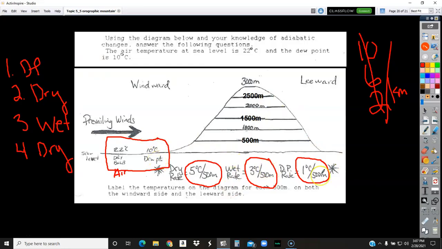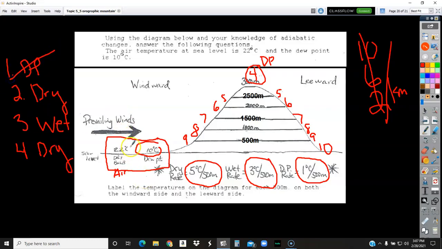Now remember, we're using 1 instead of 2 because it's half a kilometer. So if the dew point is 10, as I go up each level here, I'm just going to take 1 away. So 10 minus 1 is 9. This will be 8, 7, 6, 5, 4. So at the top of the mountain, the dew point is 4 degrees. I'll put DP. All right. Now I go down the mountain, I just add 1. 5, 6, 7, 8, 9, 10. So again, mirror image on either side. That's easy. Cross that off.